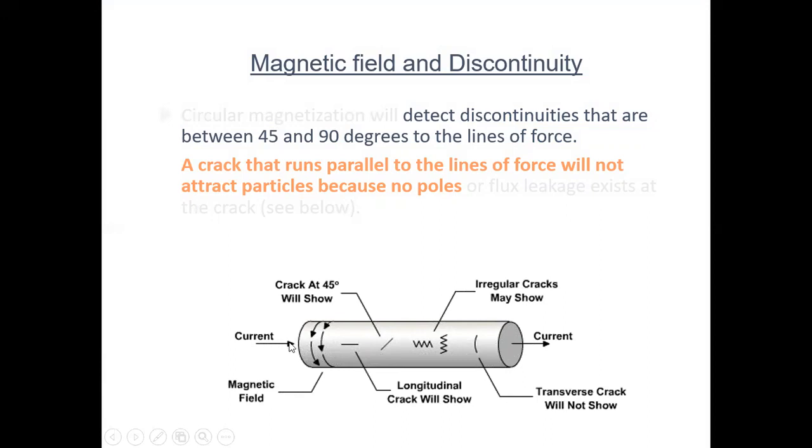Now here we are sending current longitudinally, which means the magnetic field is circular. So this crack we can detect because it is perpendicular to the circular magnetic field. This we can detect because of 45 degrees. This also, 45 degrees, we can detect. This also, 45 degrees, we can detect. But this we can't detect, because here the field is circular and this defect is also transverse, or we can say circular. So this will not be detected in a head shot.